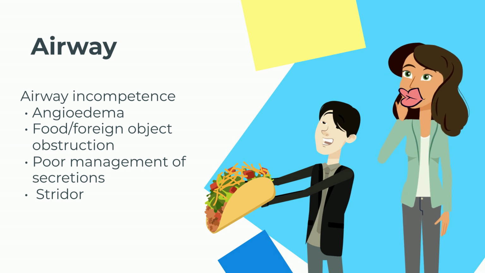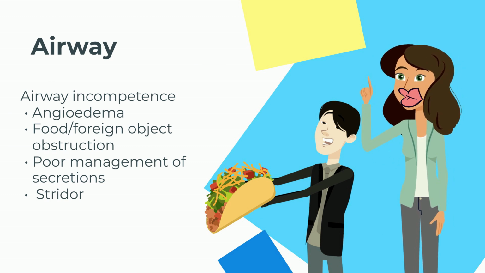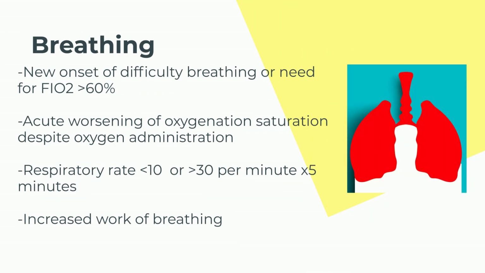If your patient has any airway incompetence, examples are angioedema, food obstruction, foreign object obstruction, poor management of secretions, or you hear stridor, this should alert you to call the rapid response team. Call a rapid response if your patient has new onset of difficulty breathing or needs oxygen of 60% or greater, or if they have acute worsening of oxygen saturation despite oxygen administration.